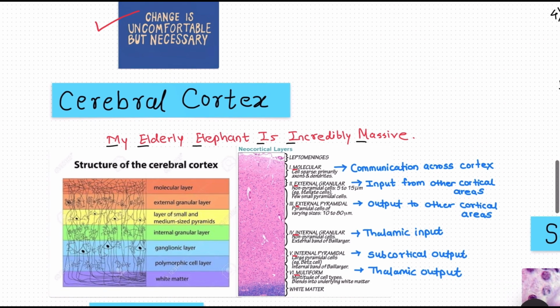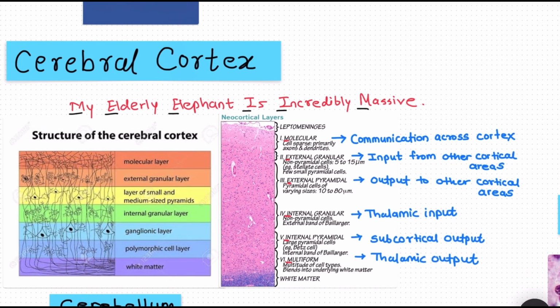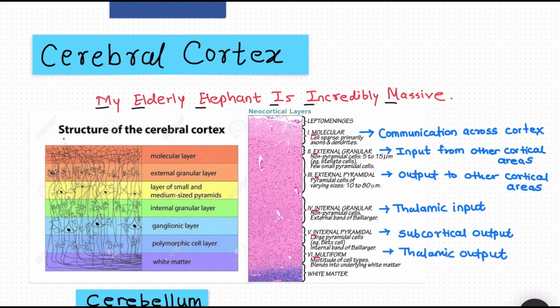Okay. Now let's see what are the layers of cerebral cortex. Structure of cerebral cortex. So there are layers. The uppermost layer is molecular layer. Then the second layer is external granular layer. It is from outer to inward side. So third layer will be layer of small and medium sized pyramids. These are pyramids. So third layer is pyramid cell layer.